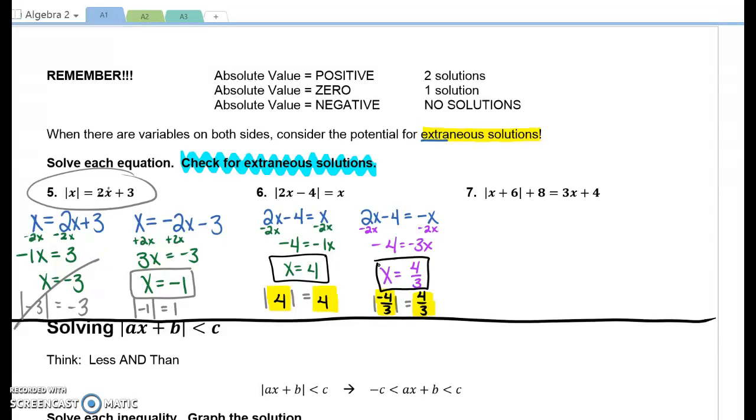So the purpose of these notes is to show you that you might have one solution that works, you might have both solutions that work, and sometimes in rare cases you might end up with both solutions not working, in which case it'd be no solution.